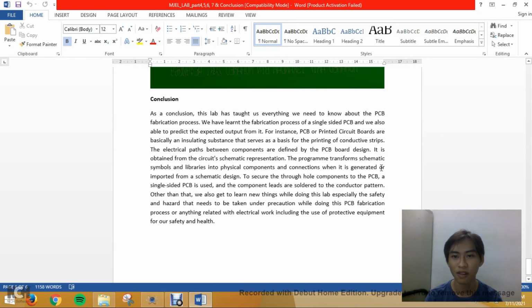The program transforms schematic symbols and libraries into physical components and connections when it is generated or imported from a schematic design. To secure the through-hole component to the PCB, a single-sided PCB is used, and the component leads are soldered to the conductor pattern. Other than that, we also got to learn new things while doing this lab, especially the safety and hazards that need to be taken under precaution while doing this PCB fabrication process or anything related to electrical work, including the use of personal protective equipment for our safety and health.